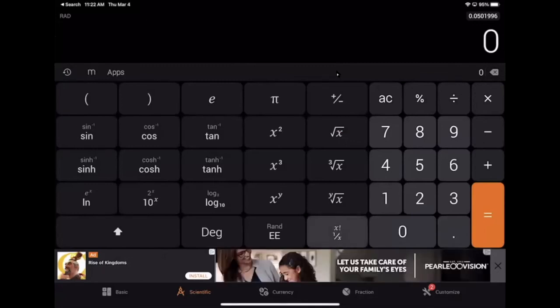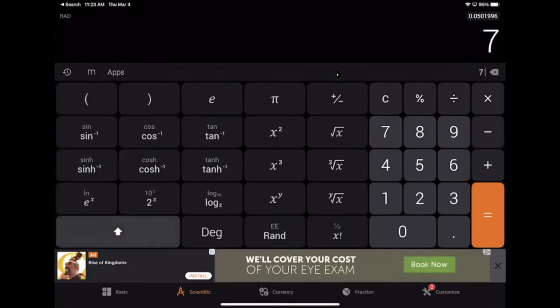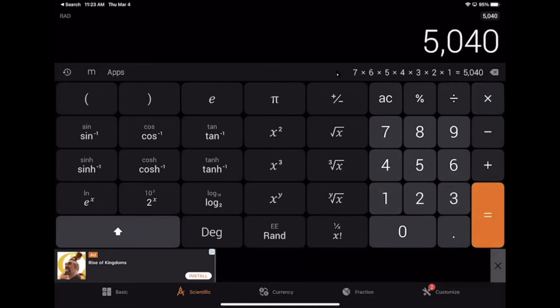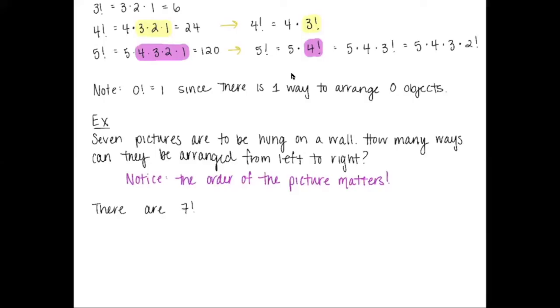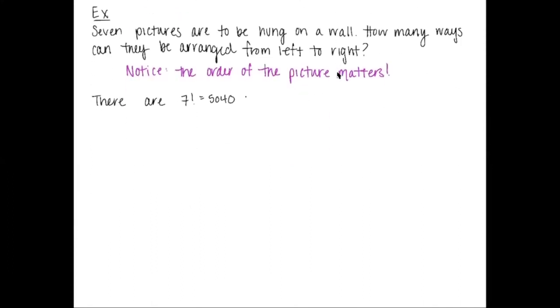Oh yeah, we do. So we do have a button for factorials. So if I want to do 7 factorial, I'll do 7. I have to shift it to get my factorial. So if I want to arrange 7 objects, I have 5,040 ways to do it. If you want to do it by hand, you can: 7 times 6 times 5 times 4 times 3 times 2 times 1. There are 5,040 ways to arrange 7 objects. So this is equal to 5,040. So there are 5,040 ways to arrange the pictures.